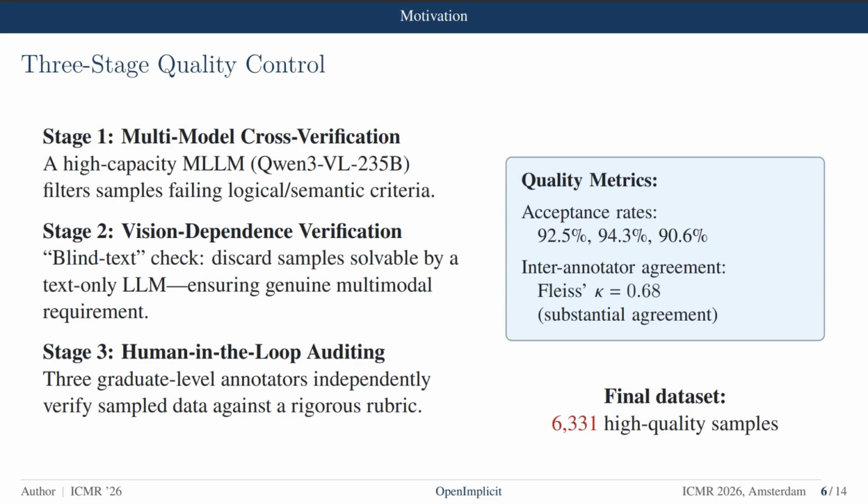3 graduate-level annotators independently verify sampled data, achieving acceptance rates of 92.5%, 94.3%, and 90.6%, with a Fleiss' kappa of 0.68, indicating substantial inter-annotator agreement. The final dataset contains 6,331 high-quality samples organized into 5 major categories and 17 subcategories.